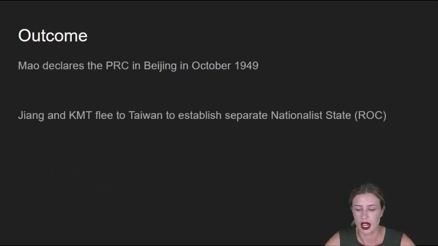So how does it end? Well, it ends with Mao declaring the People's Republic of China in Beijing in October 1949, and it ends with Jiang Jieshi and the KMT fleeing to Taiwan and establishing what's known as a separate nationalist state known as the Republic of China, which we know there's still some political difficulties in recognition of the ROC versus Taiwan and things like that. But the Civil War ends in October 1949, when Mao declares Beijing the capital of a new nation-state known as the People's Republic of China and establishes his communist authoritarian state.